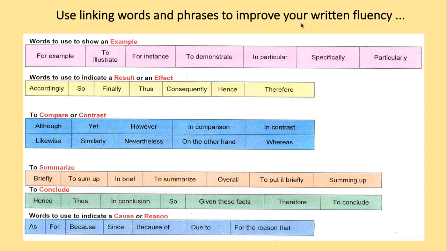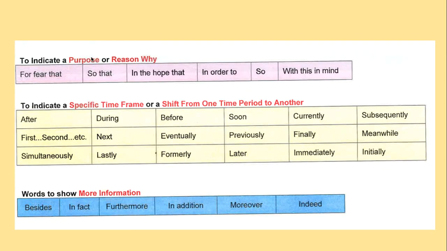Use linking words and phrases to improve your written fluency. Native speakers use these very easily. We use them all the time to show examples, to illustrate, for instance, to demonstrate; to indicate a result or an effect, accordingly, consequently, therefore; to compare or contrast, however, on the other hand; to summarize, to sum up, overall, to conclude, thus, given these facts; and to indicate a cause or a reason, because of, due to. It's just a small selection.